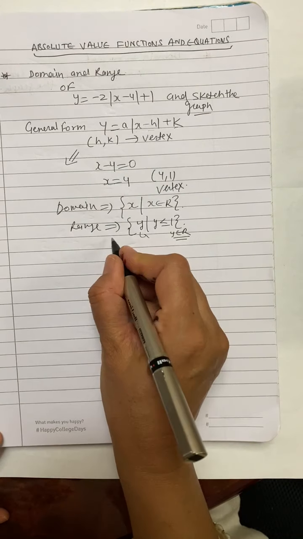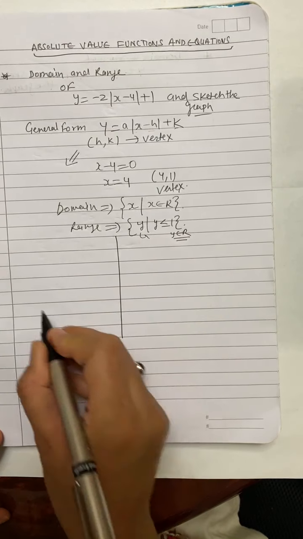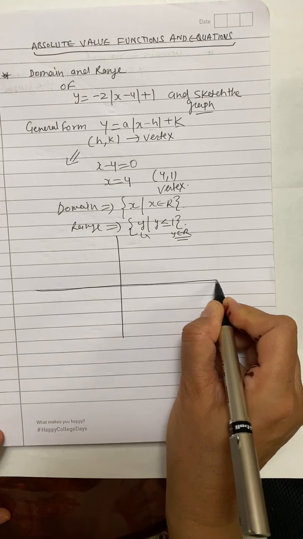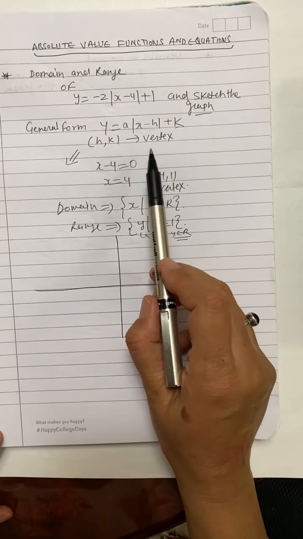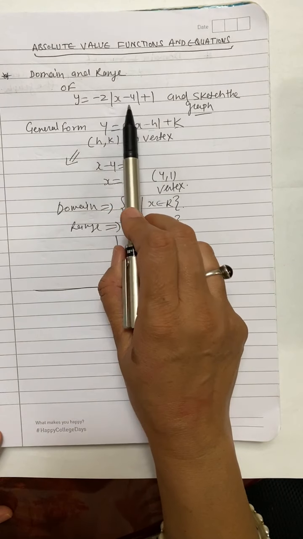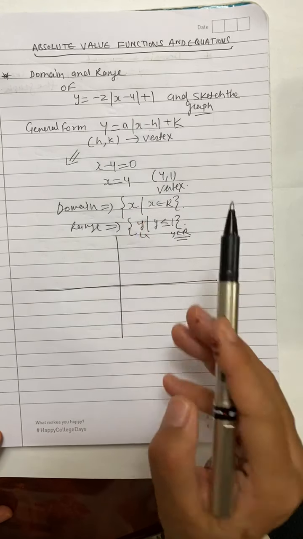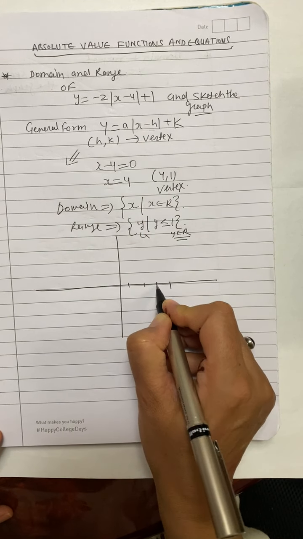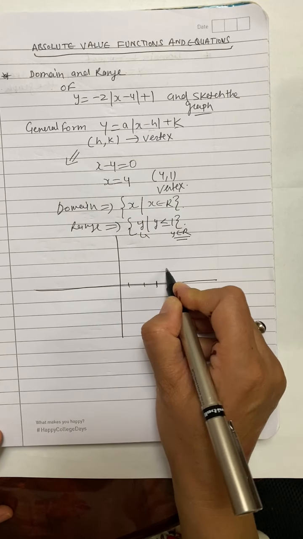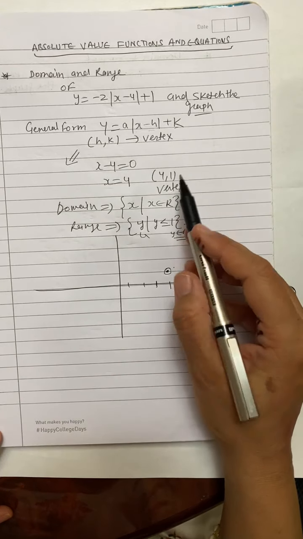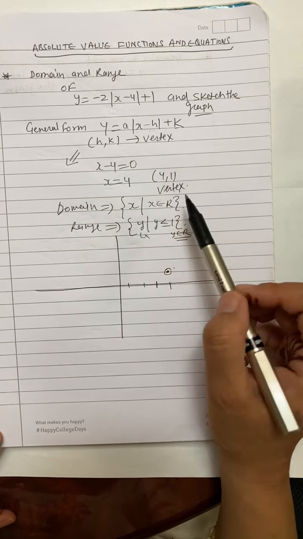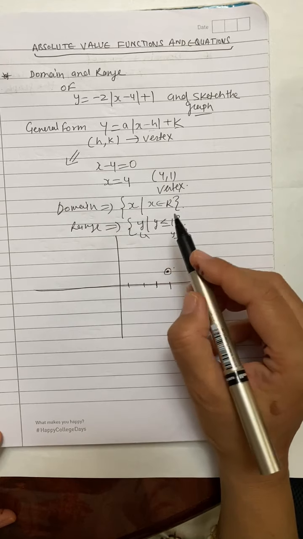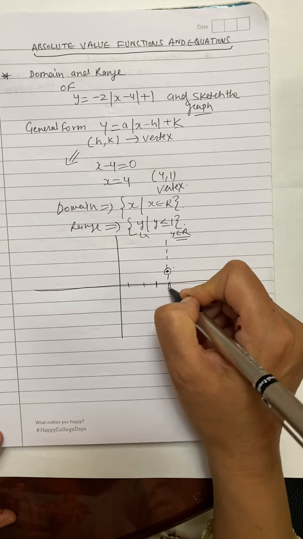Now, if I want to sketch it, I can confirm this using the sketch here. So if I want to sketch this function, the first thing I need to do is, when I find the vertex, draw the vertex here. So let's say this is 1, 2, 3, 4, and then this is 1. So (4, 1), this is the vertex here. And after that, the next step, I can draw a dotted line here.